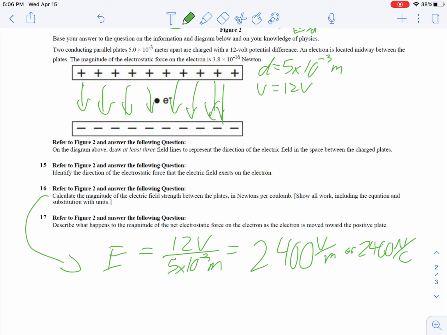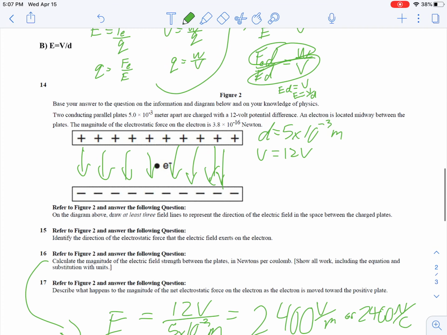I just want to double check that our answer would have been the same if I did E equals F over q. That would be 3.8 times 10 to the -16, right? That was our force, divided by our q, 1.6 times 10 to the negative 19. Yeah, we get basically the same thing. It's off by a small bit, but to two significant digits, it is accurate. All right, so I just wanted to throw that in there so you're familiar with that.